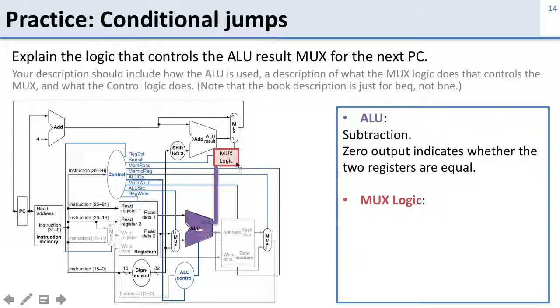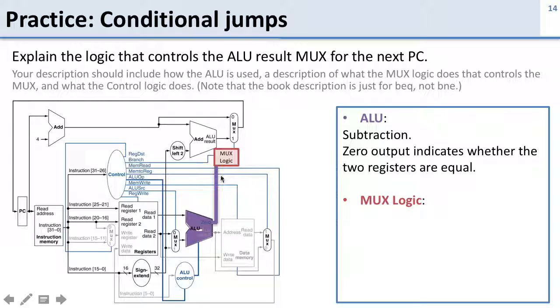All right, what does the mux logic need to do? Well, the mux logic needs to handle two conditions. One is, should we do a branch equal, and the other, should we do a branch not equal? And it has to do the right thing depending on the 0 output. So if the 0 output is true, that means they're equal. So if we're doing a branch equal and it's 0, we want to jump. Or if we're doing a branch not equal and it's not 0, we want to jump.